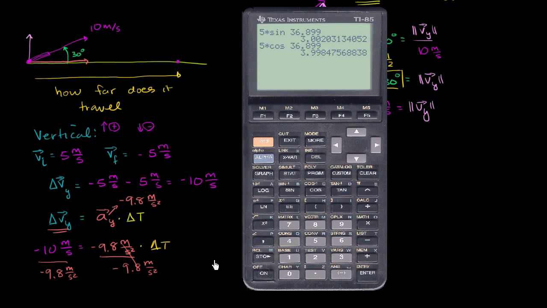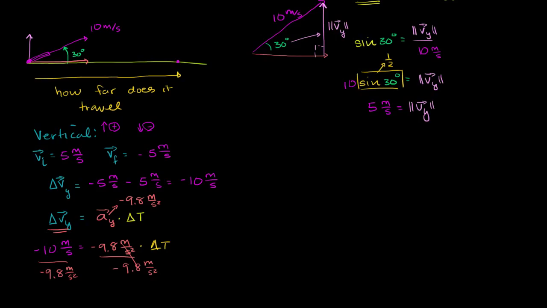This is the same thing as positive 10 divided by 9.8. 10 divided by 9.8 gives me 1.02. I'll just round to 2 digits right over there. So that gives me 1.02 seconds. So our change in time, this right over here, is 1.02.